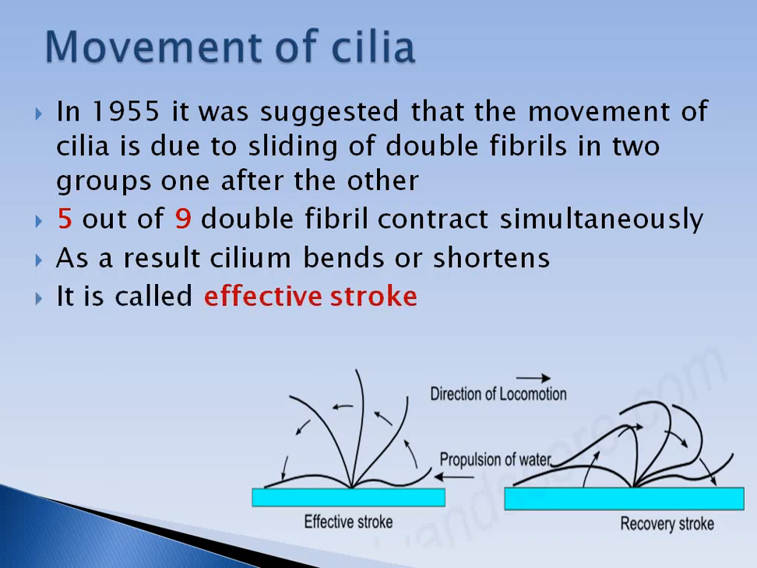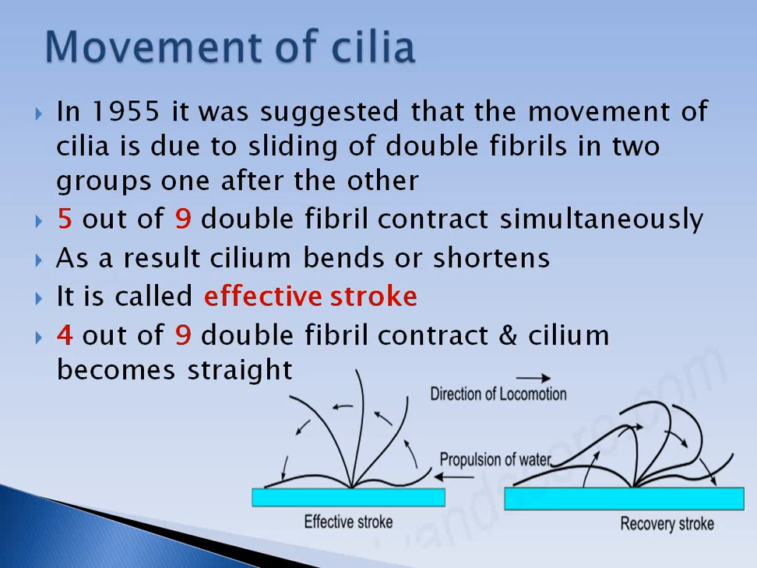When they are contracting and cause the bending, this is called the effective stroke. And when these 5 doublets relax, the remaining 4 start contraction, due to which the cilium becomes straight. This is called the recovery stroke, as you can see in this figure. In the effective stroke, the cilium is bending, and in the recovery stroke, the cilium is starting to stand straight, or erect, or straighten up. That is called the recovery stroke.